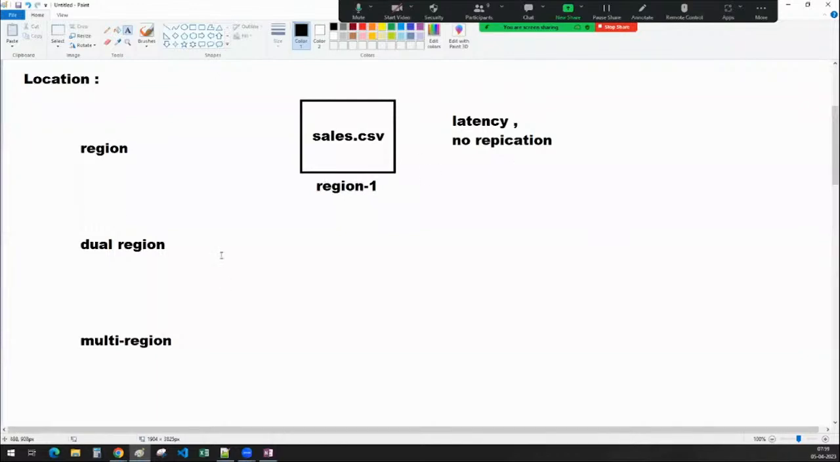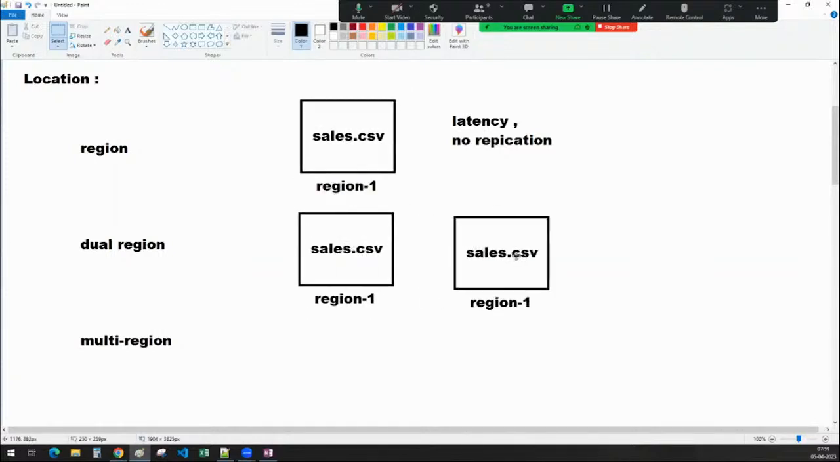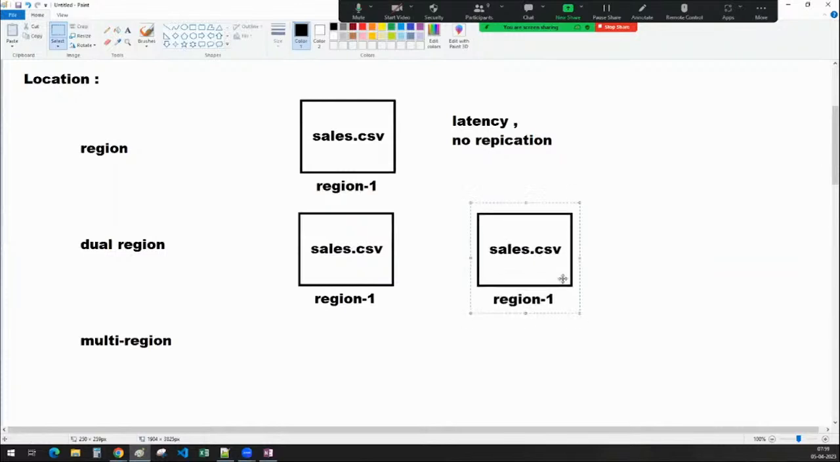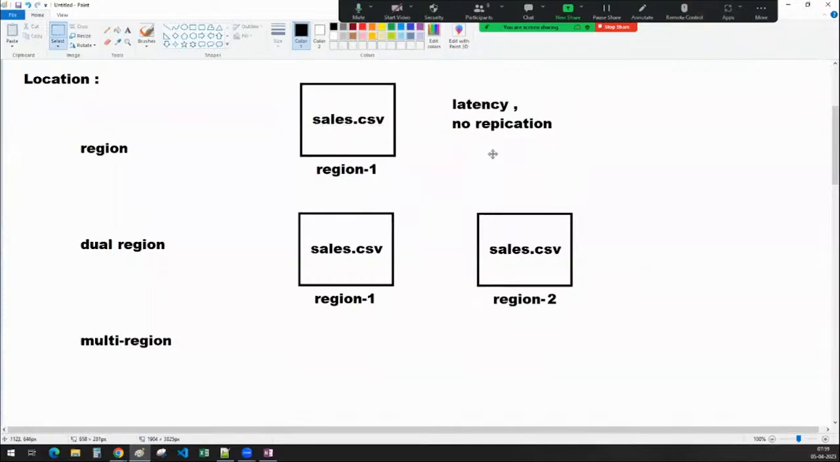When I say replication, we will see it in a dual region, guys. Now, if the failover happens, the data will be lost. I don't want to go into such scenarios. What I will do is go to the dual region. In a dual region, whatever data you have uploaded will be replicated to one more region.